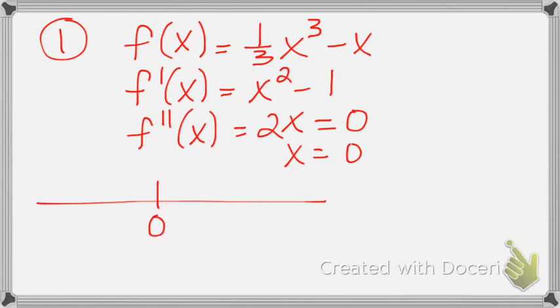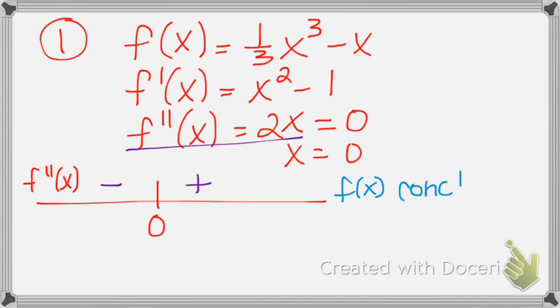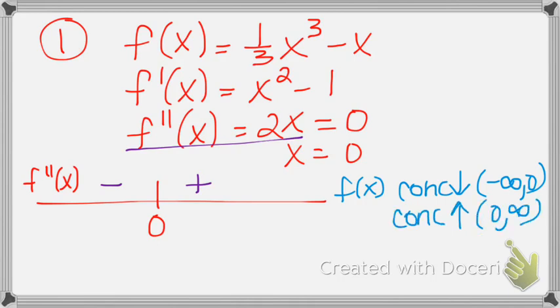Alright, and then you plug in values below 0 and above 0 into the second derivative, because we're wanting to know what's going on with the second derivative. I plug in a negative and I get a negative, plug in a positive and I get a positive. What that tells me is that f of x is concave down from negative infinity to 0, and it's concave up from 0 to infinity, and that there's a point of inflection at x equals 0.